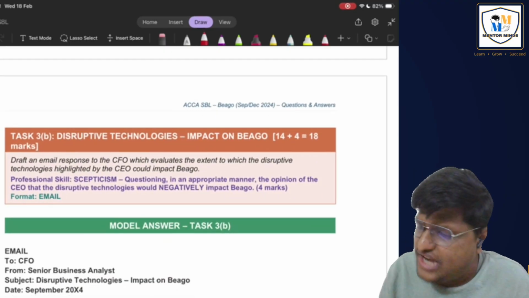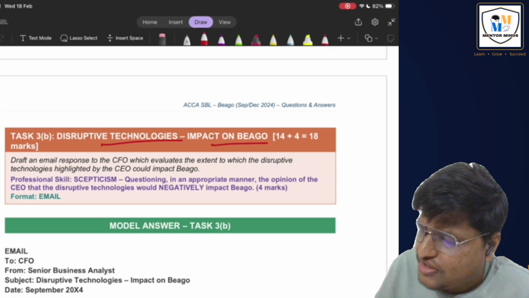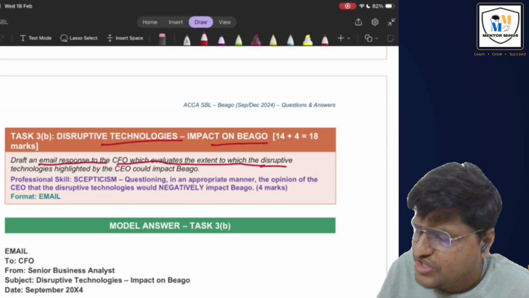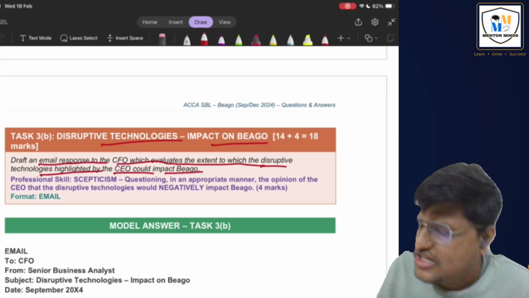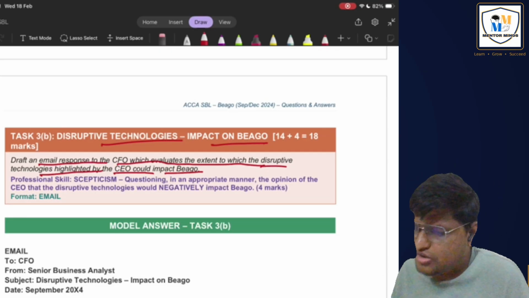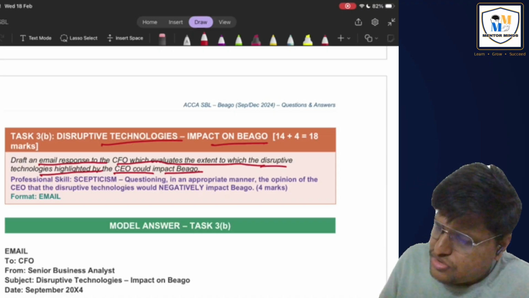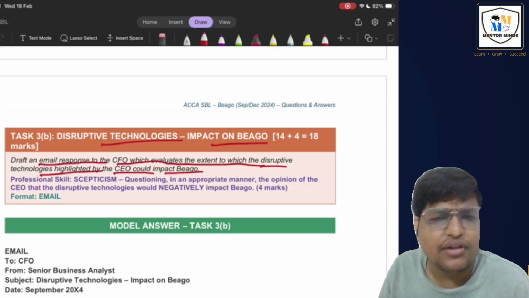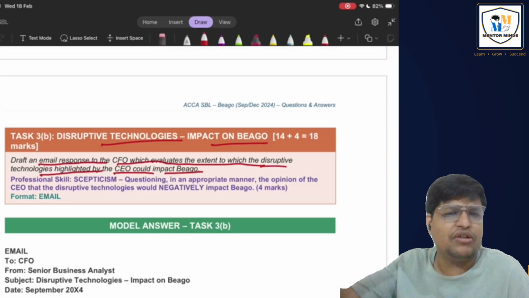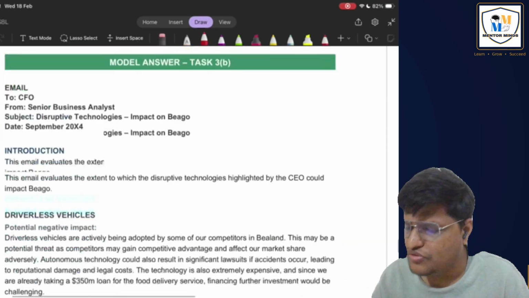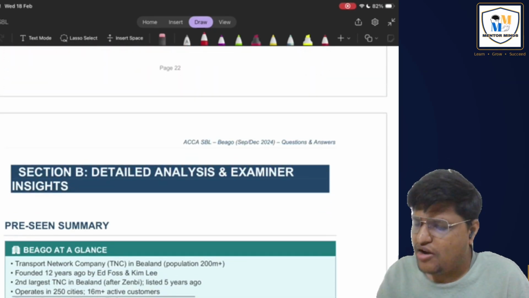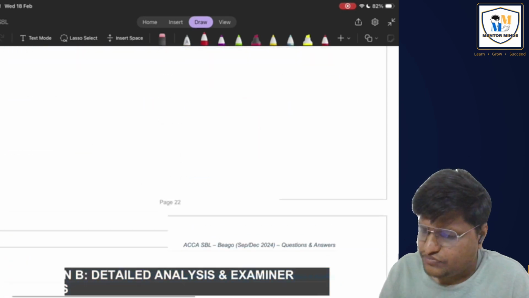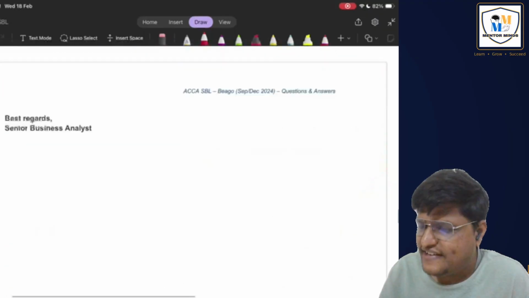Now the next is the disruptive technologies, that is, draft the email response to the CFO which evaluates the extent to which the disruptive technology highlighted by the CEO could impact. Right. So what we have to do is see how this disruptive technology highlighted by the CEO could impact. Now where will we get the CEO? In the exhibits we'll understand what the CEO has told. So these are all the exhibits. So now what would we do? Now we would start reading the exhibits.